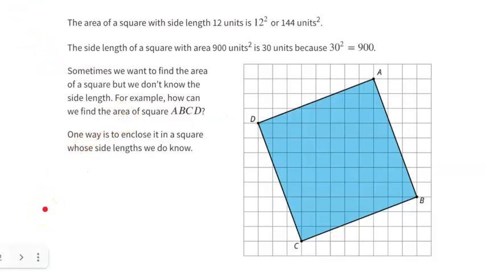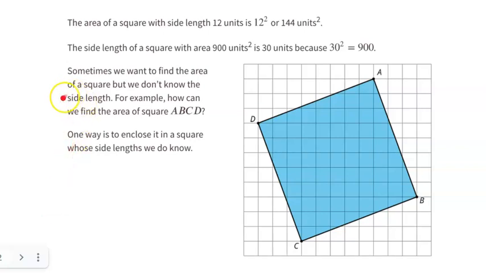So we know that the area of a square with a side length of 12 units is 12 squared, or 144 units squared. We know the area of a square, of course, is the side length times the side length, or length times width, in which case the side length is the same. So that would be 12 times 12, or 144 square units.